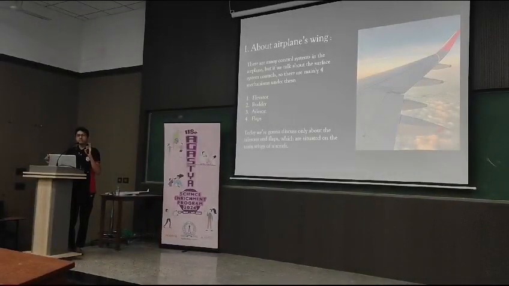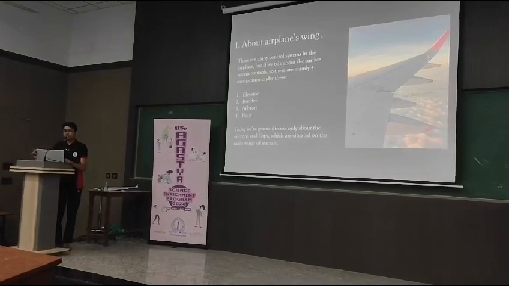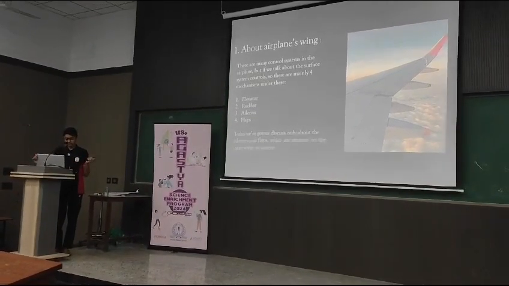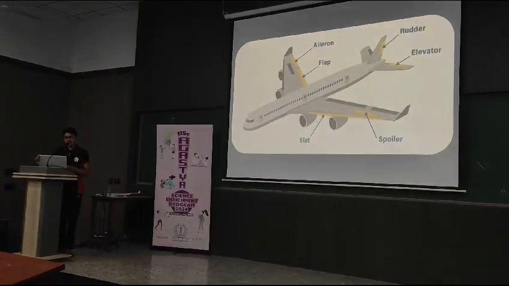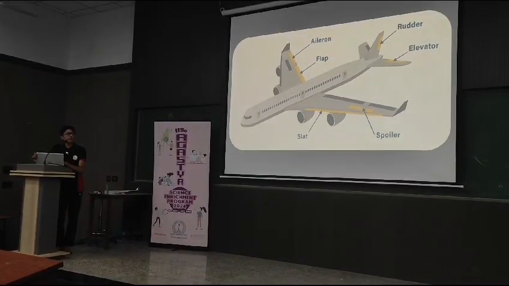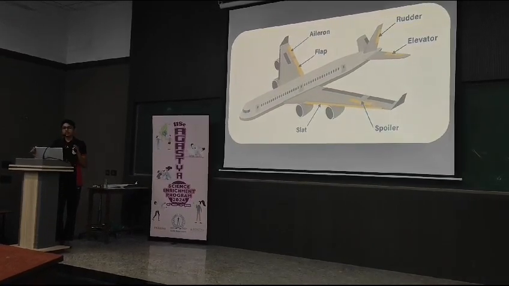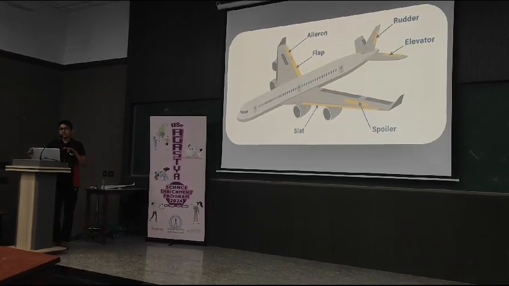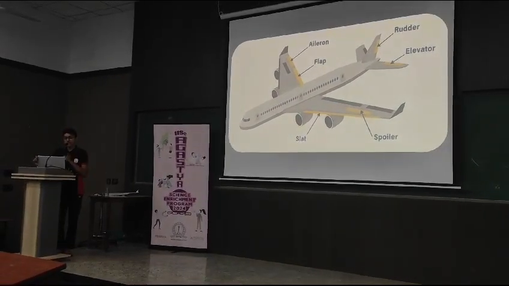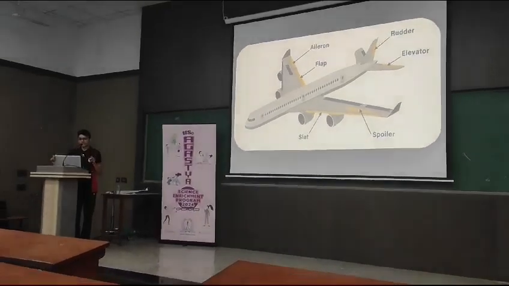As I made the main wing of the airplane, there are only two functions, aileron and flaps. So here you can see the flaps in between. I hope that's visible to all of you. The flaps are used for maintaining the ratio of drag and lift for the airplane, and the aileron are used to tilt the airplane on its horizontal axis.